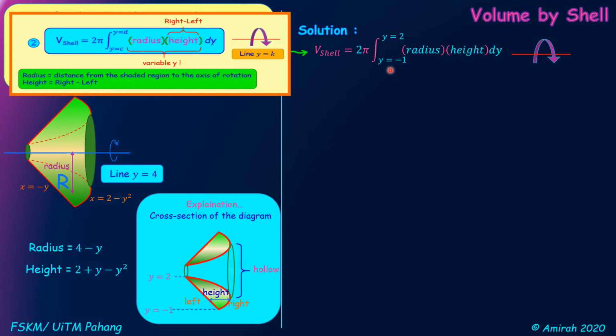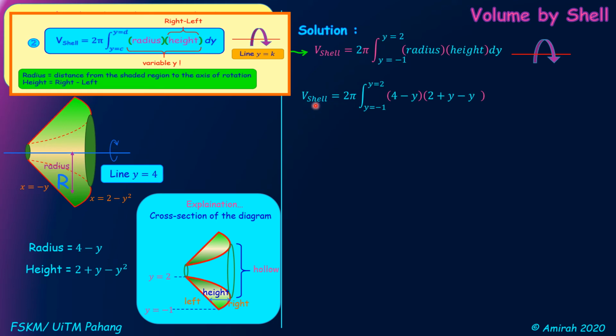From here, this is the original shaded region, before rotation. When we draw a line to the y-axis, we get y equals negative 1 from the given coordinate in the original question. So we get the lower limit y equals negative 1 and the upper limit y equals 2.